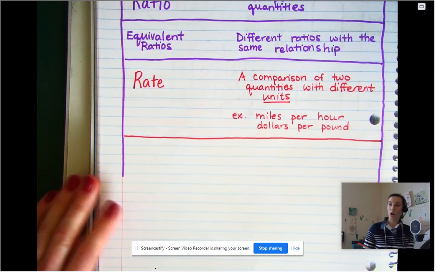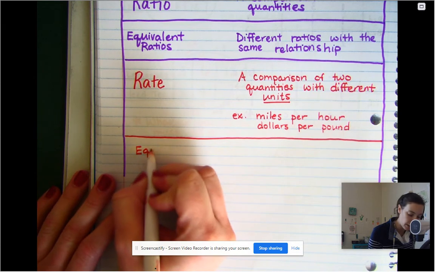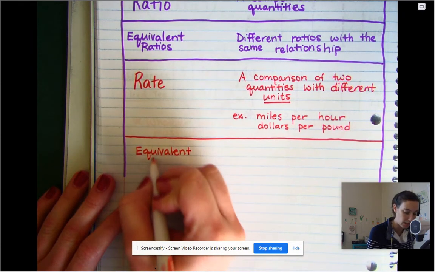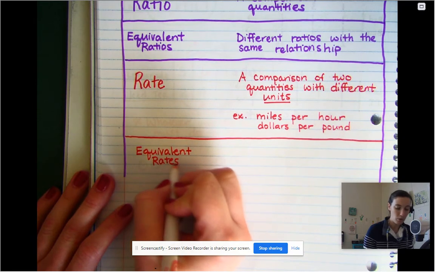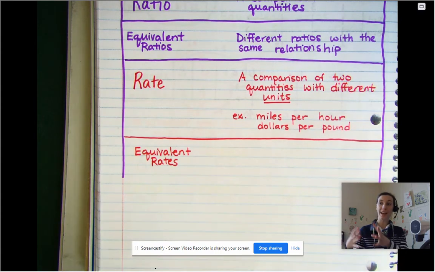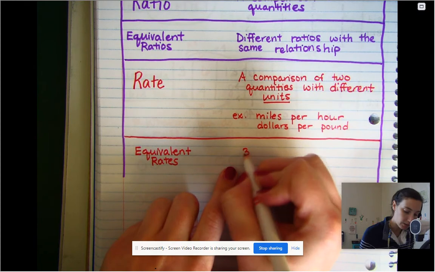So then we also end up having equivalent rates. If you know what the word equivalent means, you're way ahead of me. Equivalent rates are different rates, but they have the same relationship to each other. So going 30 miles in 1 hour is the same as going 60 miles in 2 hours. The rates are equivalent to each other. It might be easier just to write an example.